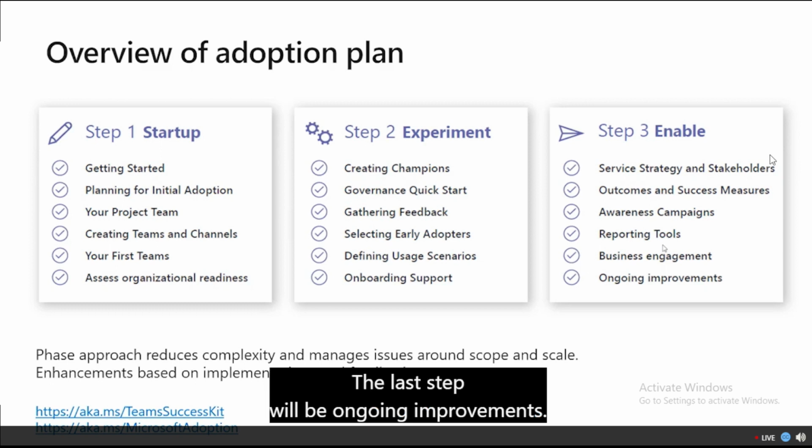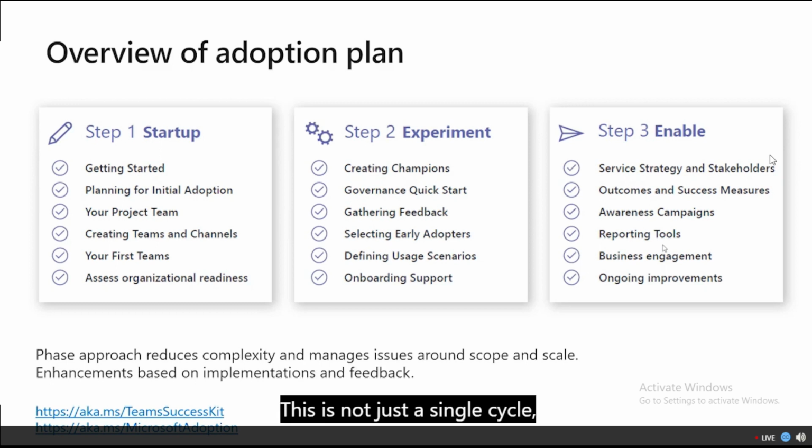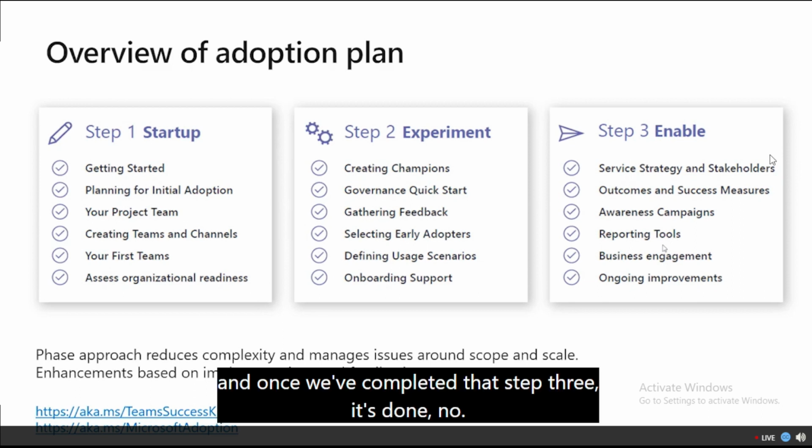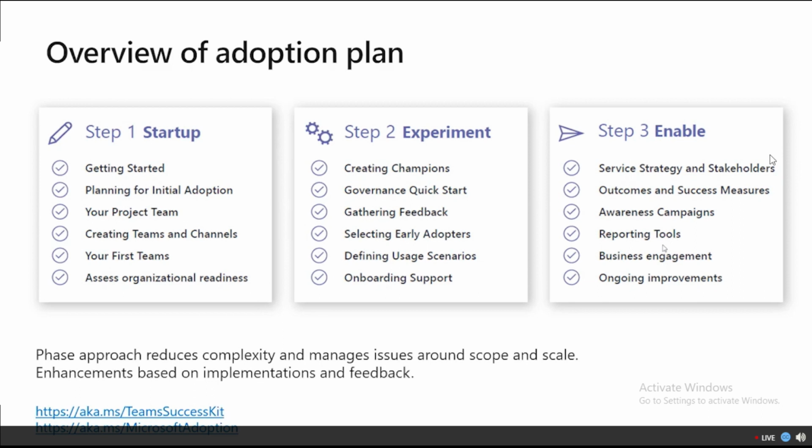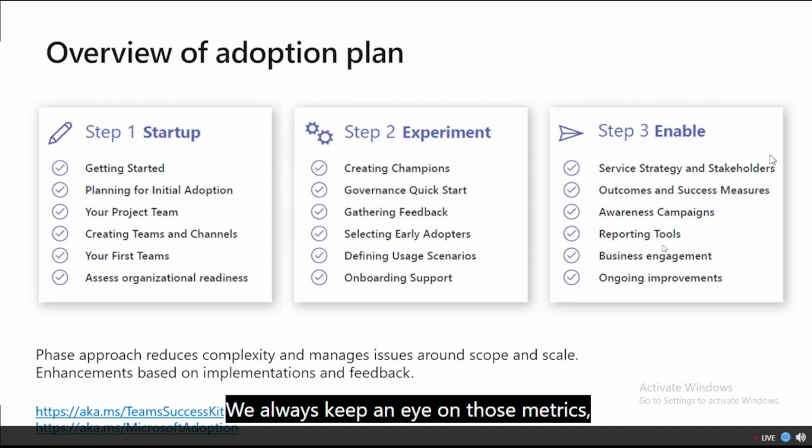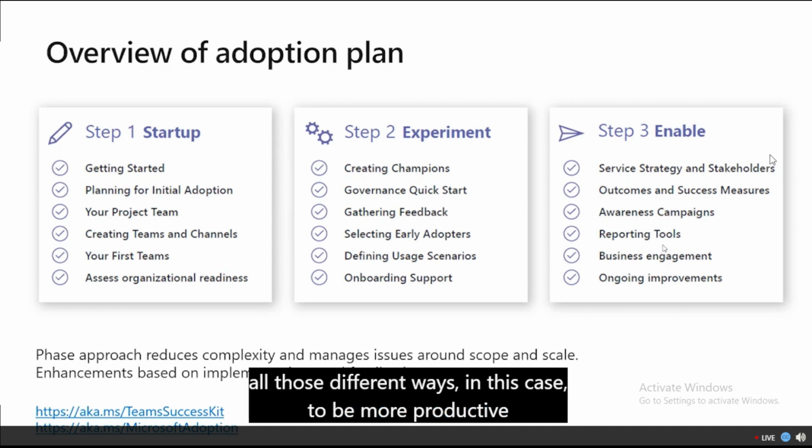So the last step will be ongoing improvements. This is not just a single cycle where once we complete step 3 we are done. No, keep in mind we always keep an eye on those metrics, and we should be able to identify different ways to be more productive or improve based on the findings of that previous iteration.